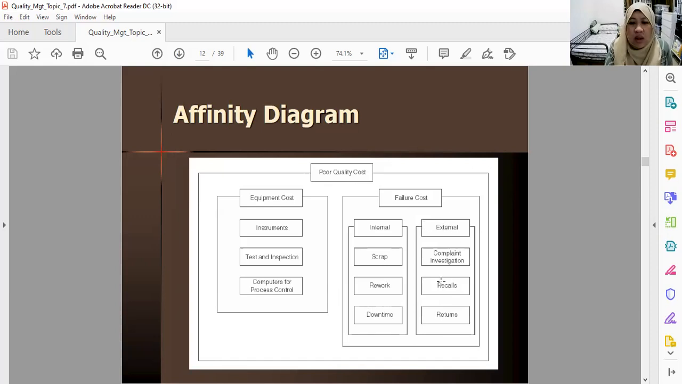And for the external part, there will be complaint investigation. When the customer starts to complain, your company as well, especially the production and quality department, will do their investigation into why this problem happened and why these complaints suddenly arose. Then recalls, where we go back, because they will do the investigation on how the product has been used, how the product was produced, and why it happened like this, and then there will be returns. So this is mostly the activity diagram.